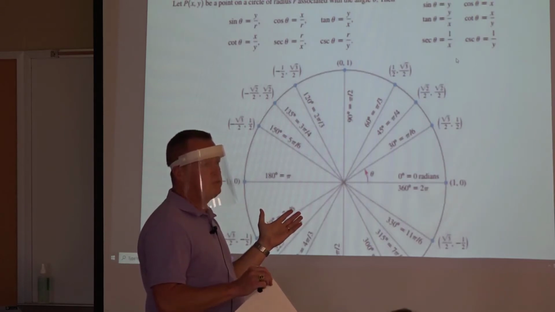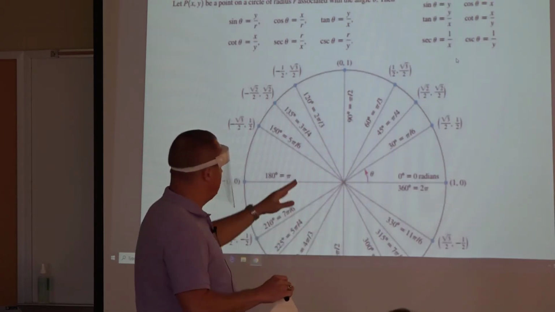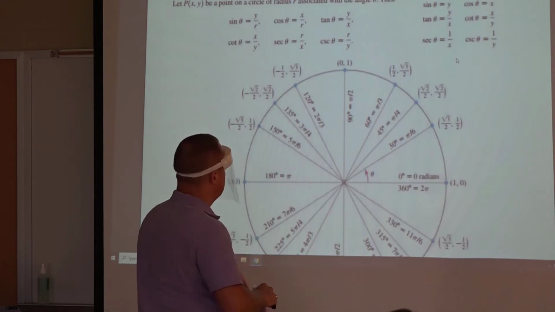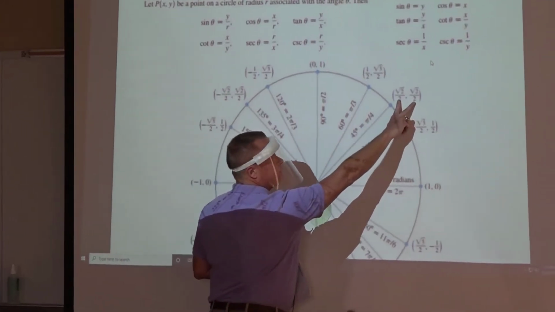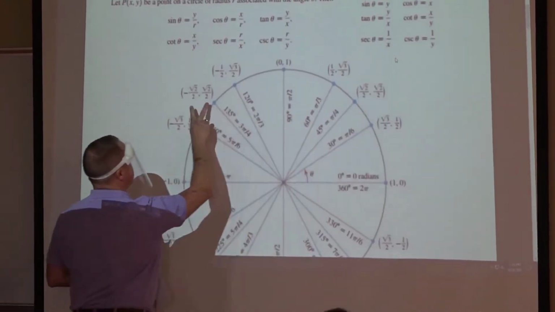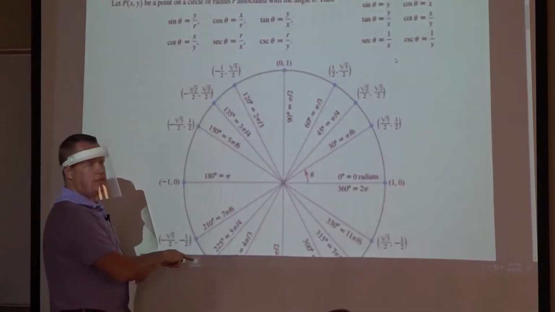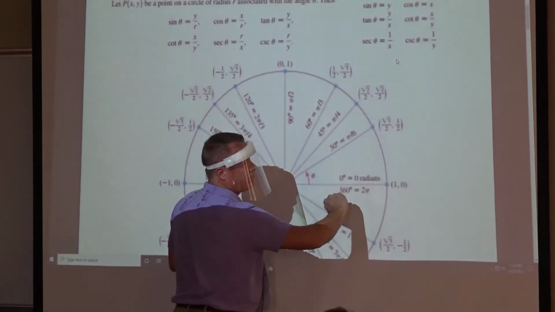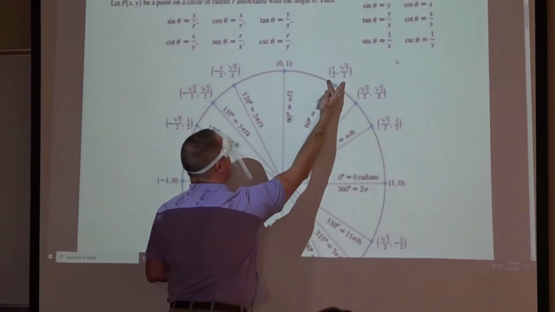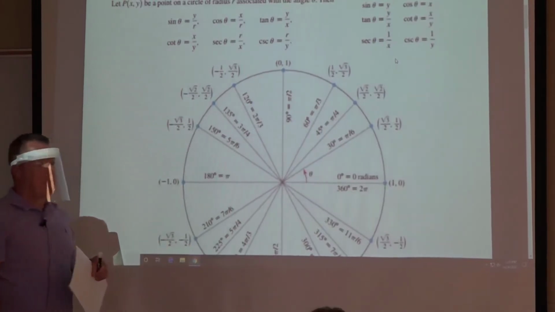If you don't remember that, there are definitely patterns around the circle. These 45-degree angles are always root 2 over 2, root 2 over 2. You just have to get the signs right in whatever quadrant you're in. Then the other ones are just either root 3 over 2 or 1/2. So you just have to get them in the right place and get the signs correct.